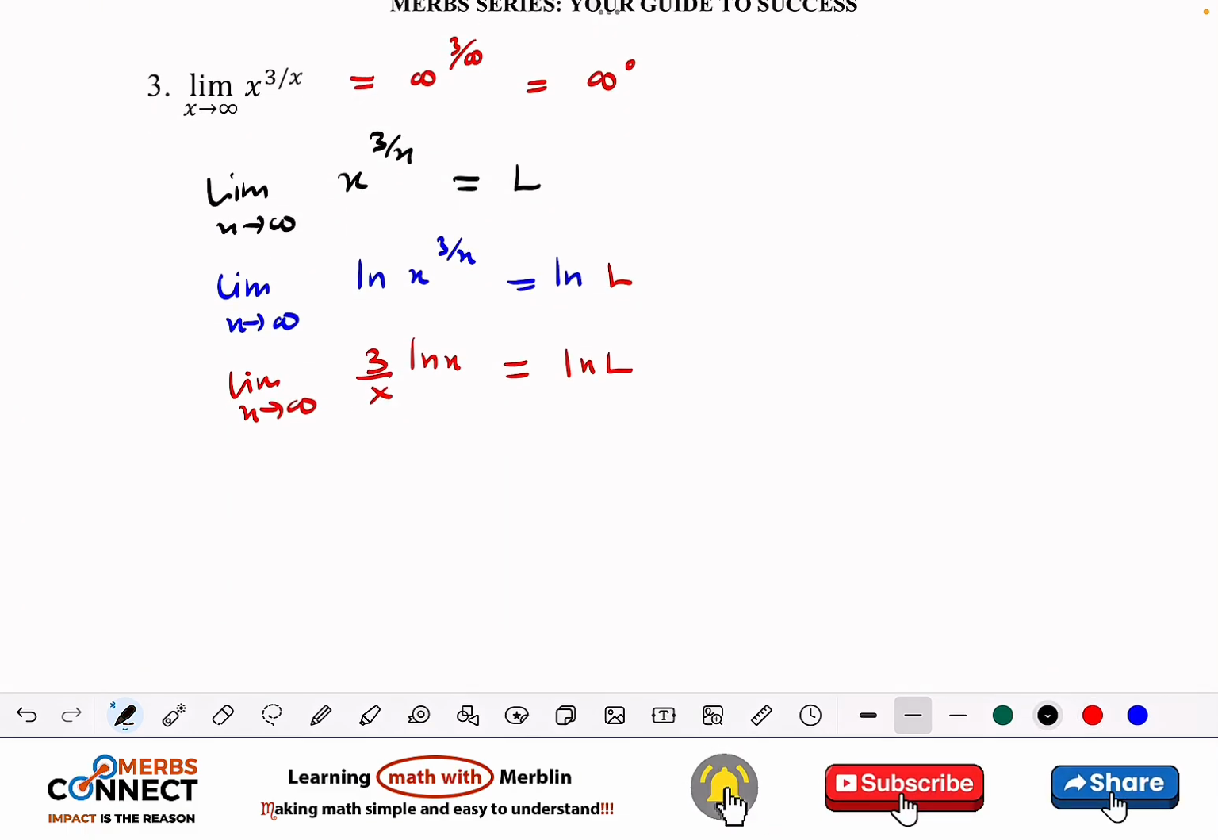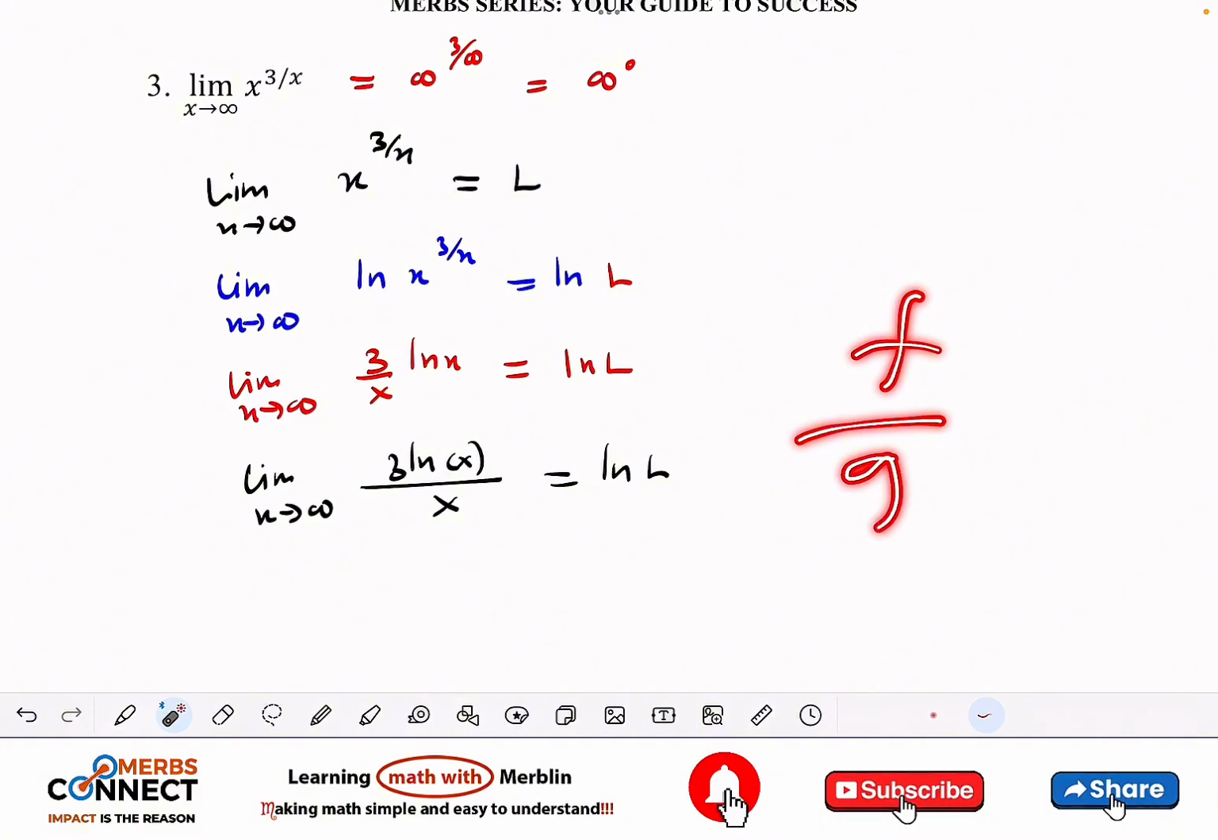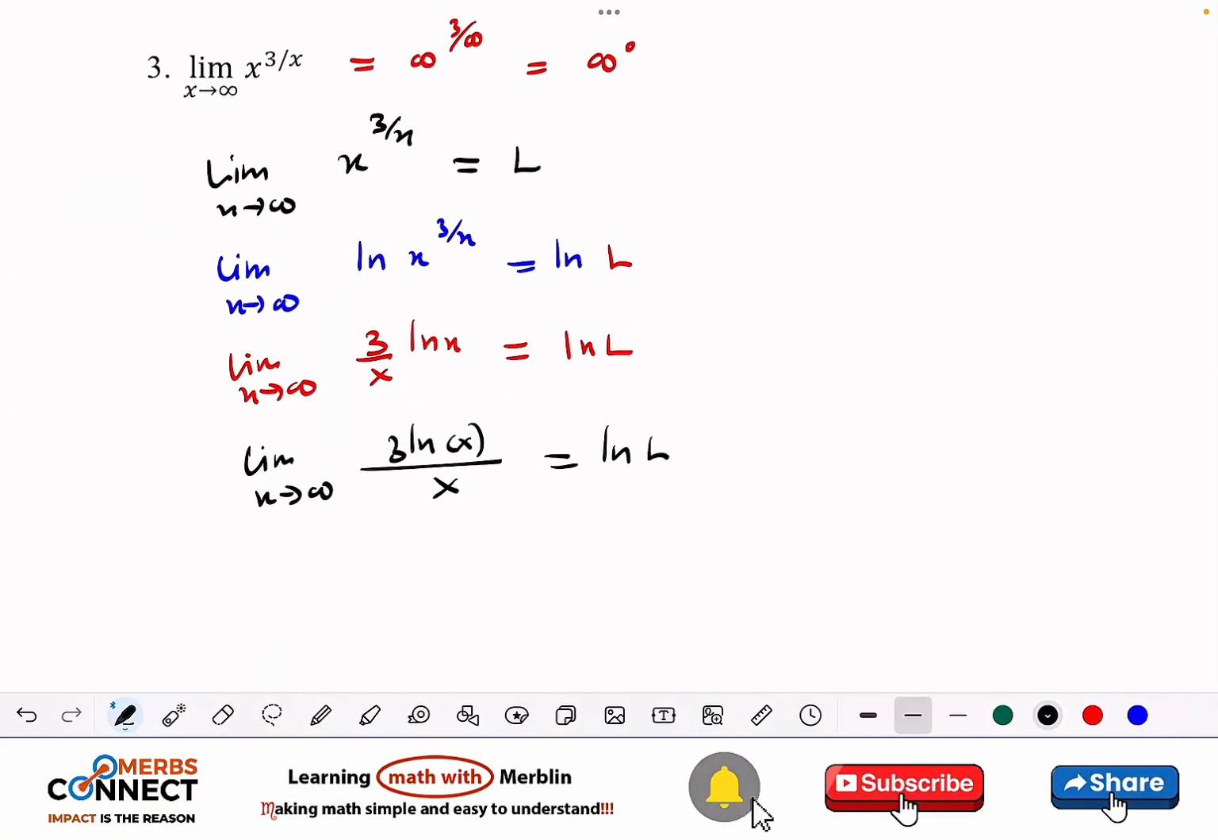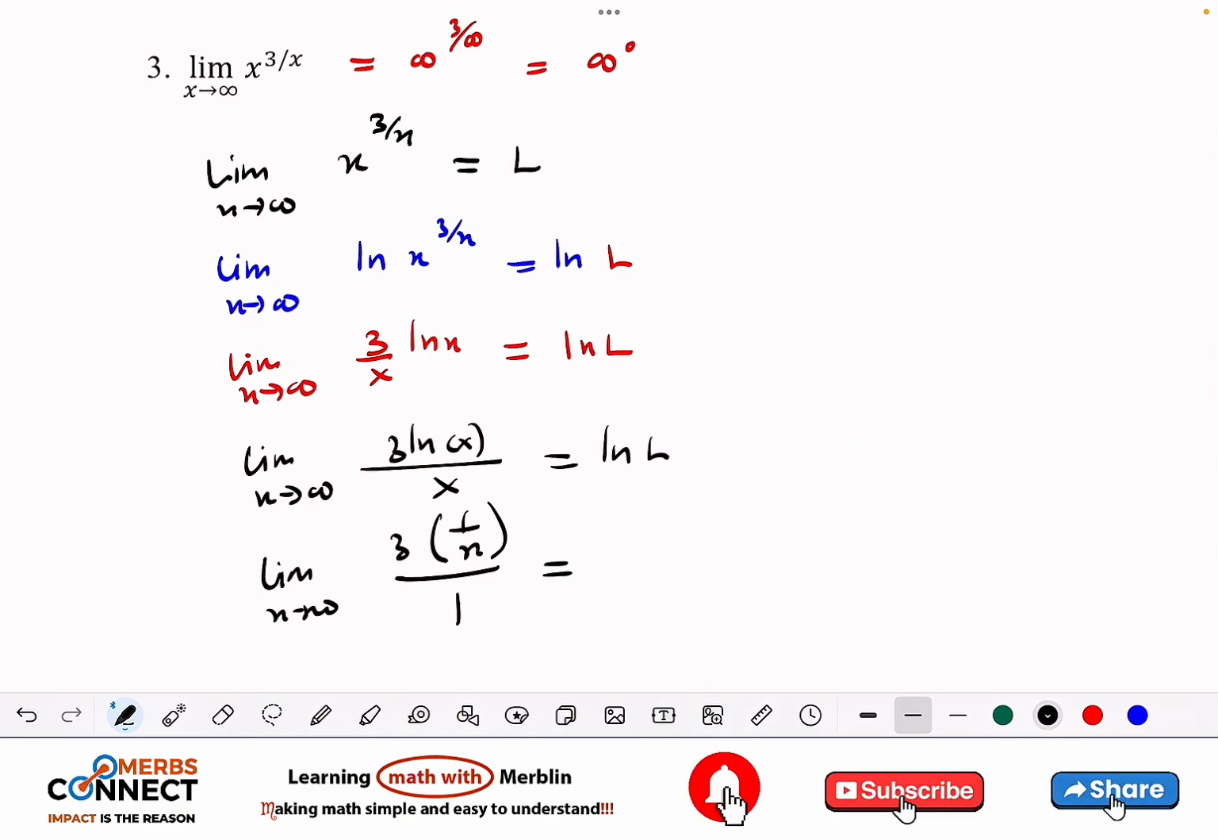Then when I simplify this, I'm getting limit x approaching infinity of 3 ln x divided by x, which is equal to this. So this is in the form of f divided by g, so I can apply L'Hopital's rule here. So let's do that. L'Hopital's rule, limit x approaching infinity, differentiate. You get 1 over x divided by 1, because when I differentiate ln x, that's what I'm going to get.